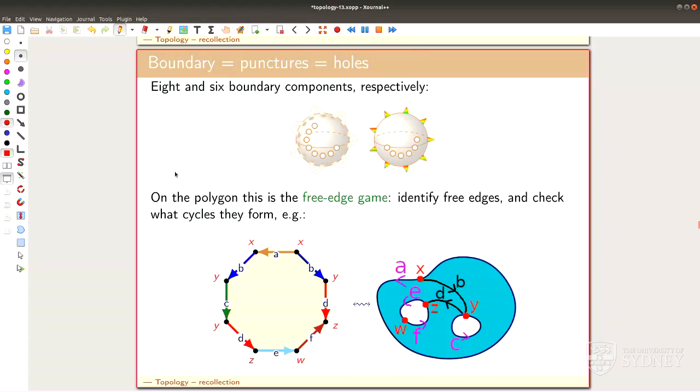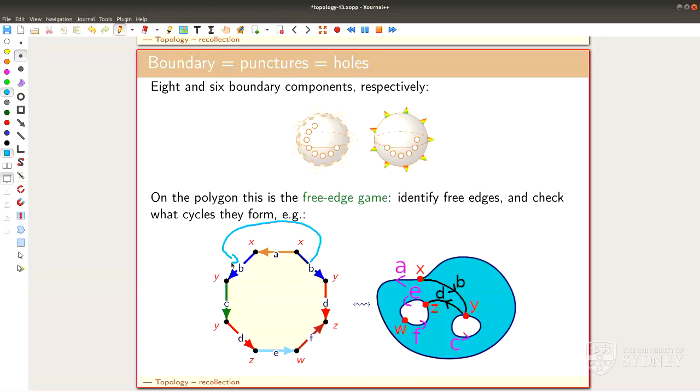The last one is also not so hard. So on the surface, it's really easy to see. It's just the number of holes in the surface. But on the polygon, it's also not so hard to see. So let's look at this polygon here. And of course, you can just run the algorithm by identifying the vertices and the edges. But what you can also do is say, okay, here's an edge A, and I will wrap up this edge B here because it just goes around.